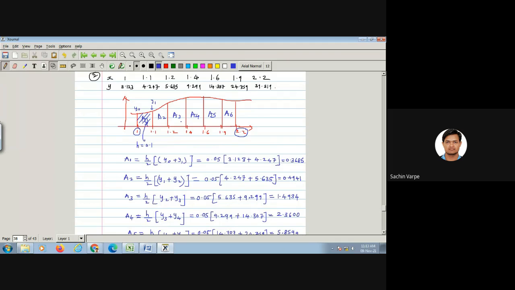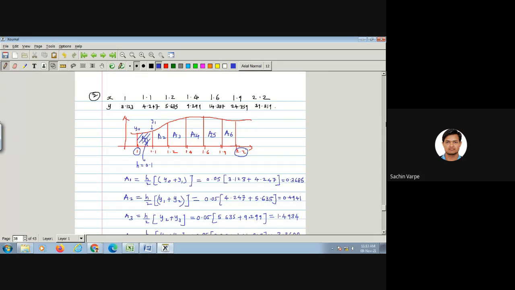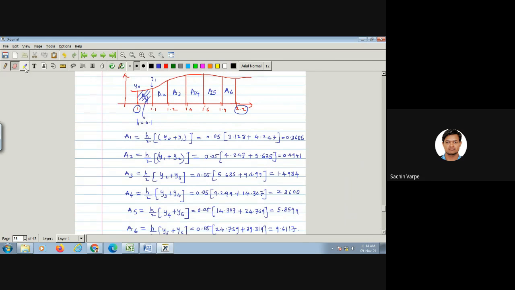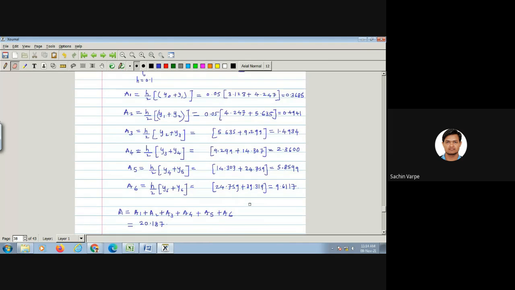Oh, sorry. Right. Here in first, the first two intervals, H is 0.05... sorry, H is 0.1. Here H is 0.1. Here H is 0.2, 0.2, 0.3, 0.2, right? So accordingly, this will change here. Is it okay? Here we'll get different values.